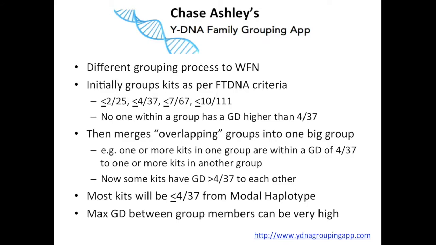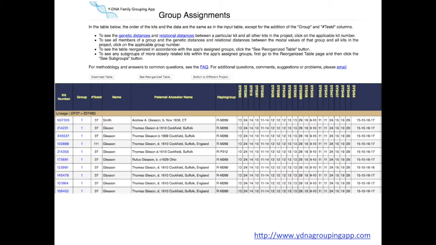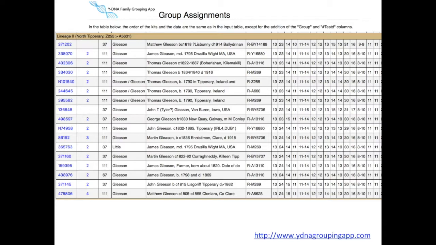So this is the output you get when you put the URL in. And this is Mike Leeson's lineage 2, and he's grouped them, and he's put them in a group called number 2 here. But there's several interesting things. Firstly, this member here is group 3, this member here is group 4, and this member here has no group assignment. So these are my Leeson lineage 2 members, and most of them fit into his group number 2. But there's one person in a group called number 3, one person in a group called number 4, and one person hasn't been assigned. So what's going on there?